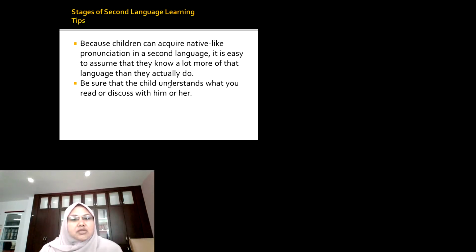And also be sure that the child understands what you read or discuss with him or her, and how to make sure that they understand. You can always check their comprehension. Maybe you can ask them to repeat what you have asked them, or maybe they can retell the story that you told them. So these are among the strategies that you can use to check children's understanding.